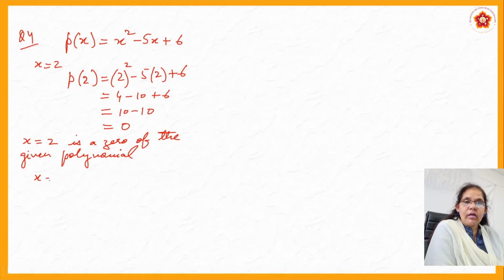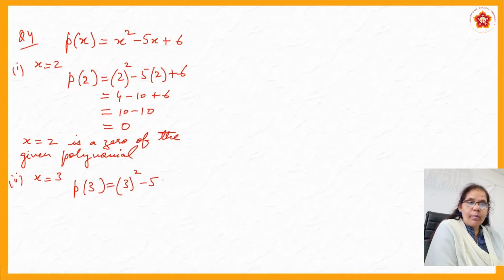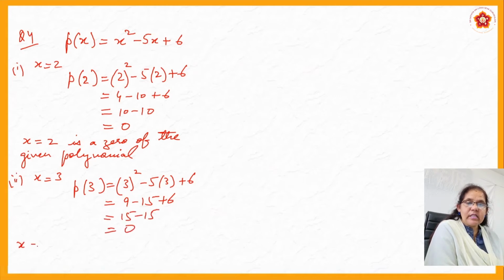Same way, find for x is equal to 3 and I hope you have done it correctly. 3 square minus 5 into 3 plus 6. So it is 9 minus 15 plus 6 which gives us 15 minus 15 which is 0. Hence we will say that x is equal to 3 is a 0 of the given polynomial.